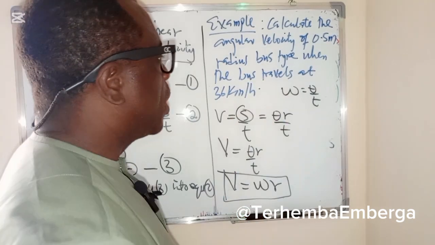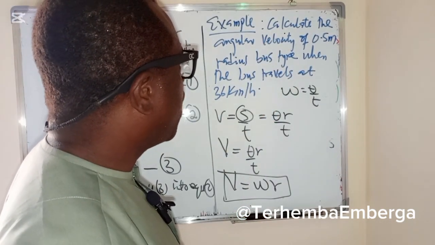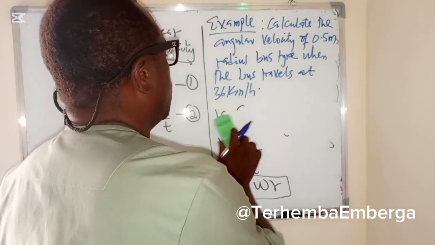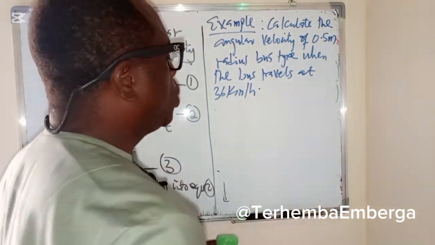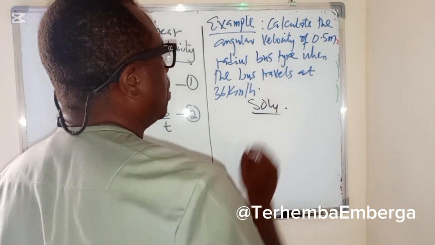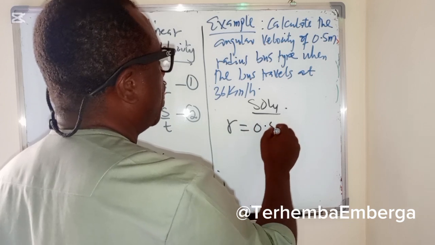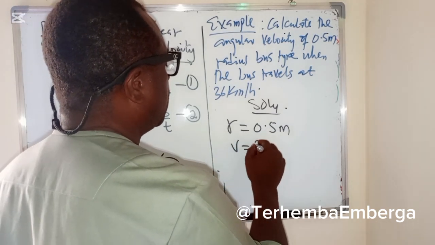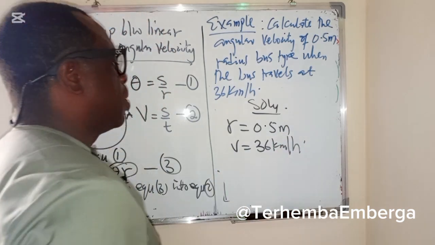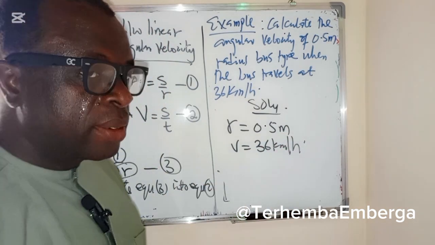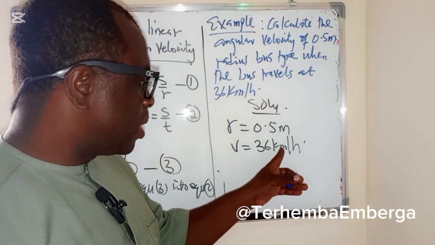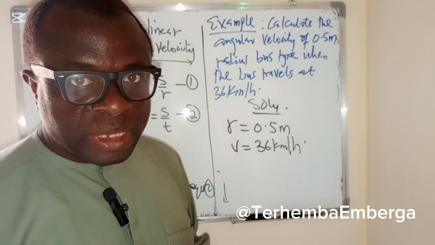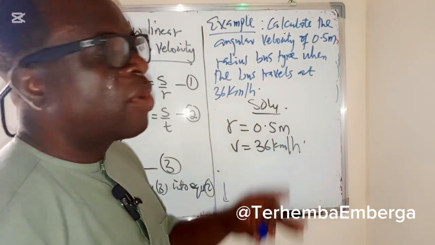So we have a problem here to look at. Calculate the angular velocity of a 0.5 meter radius bus tire when the bus travels at 36 kilometers per hour. So what you need to do here is, first of all, you write out the parameters. The radius is given as 0.5 meters, and then the V, the linear velocity, is given as 36 kilometers per hour. But just like I keep on telling my students, this is a standard unit, this is not a standard unit. You can't work with these two. You need to convert this to standard, that is the SI. And previously we have done a class on how we can do this conversion.